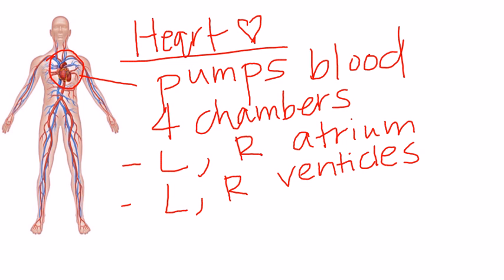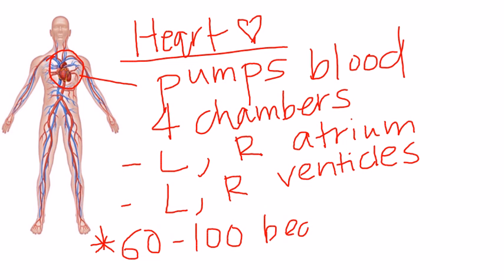When the heart is beating in normal activity, it's about 60 to 100 beats per minute. Now that can increase, especially if you're doing something like exercise, or if something frightens you. Your heart rate can go higher than that in situations like I just mentioned. Let's go ahead and move on.